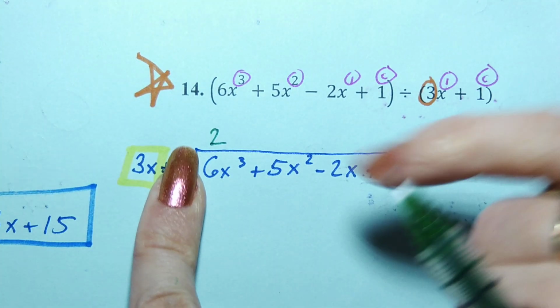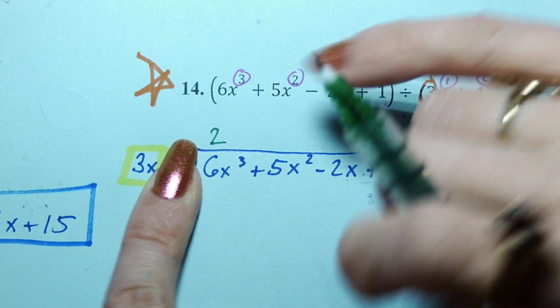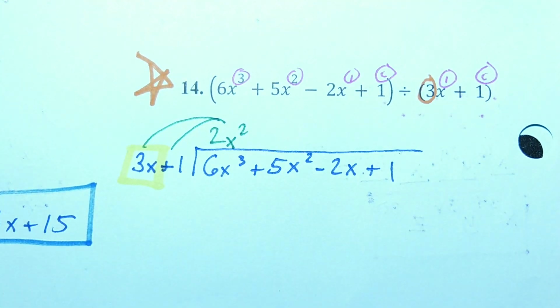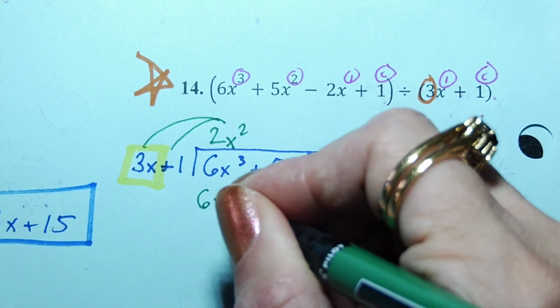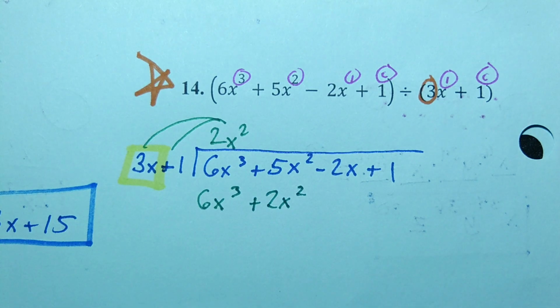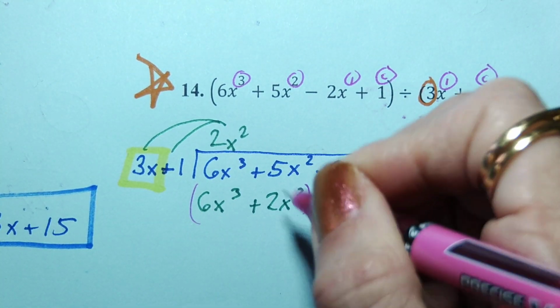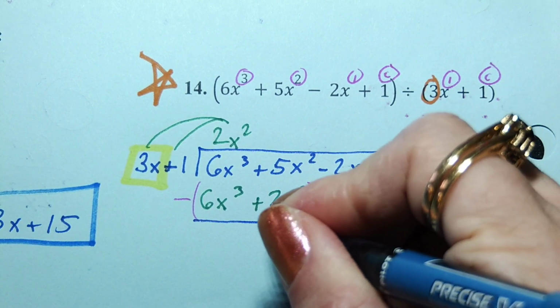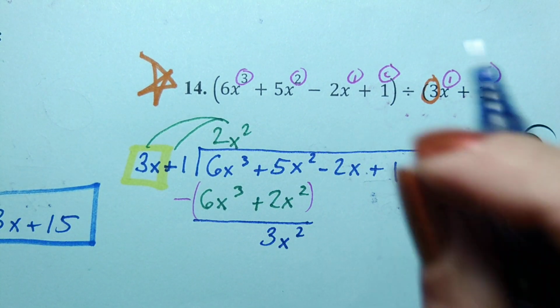X. X times what gives me x cubed? X squared. Times the leader times the tag-along term, and we get 6x cubed plus 2x squared. Enclose in parentheses and subtract. 3x squared.